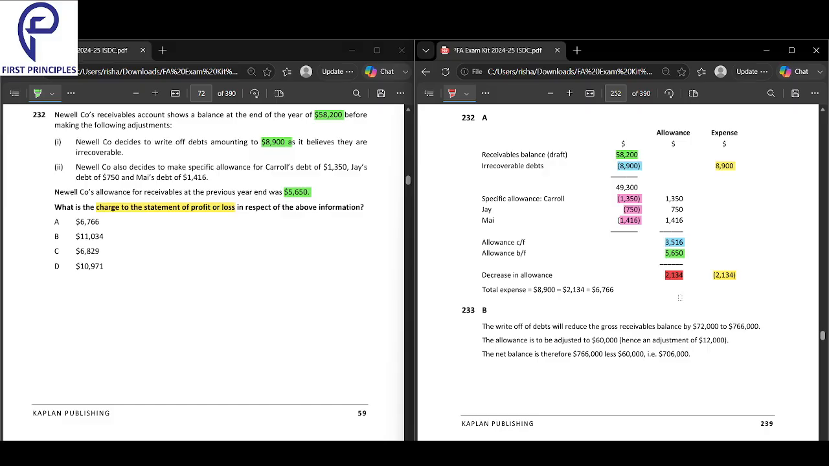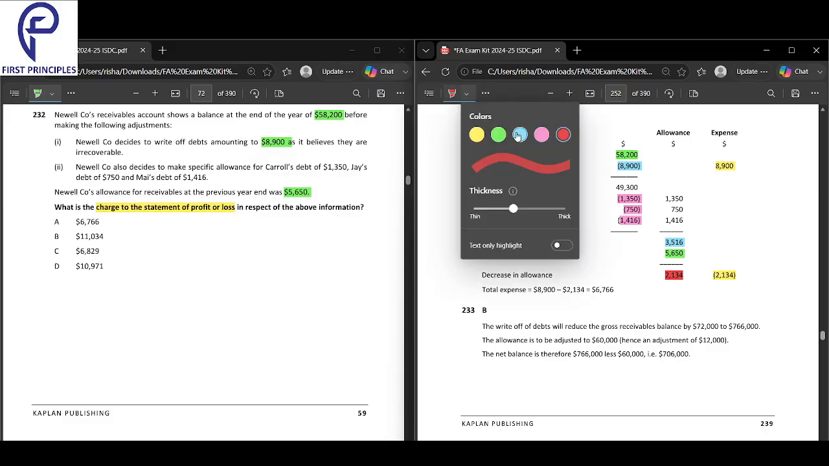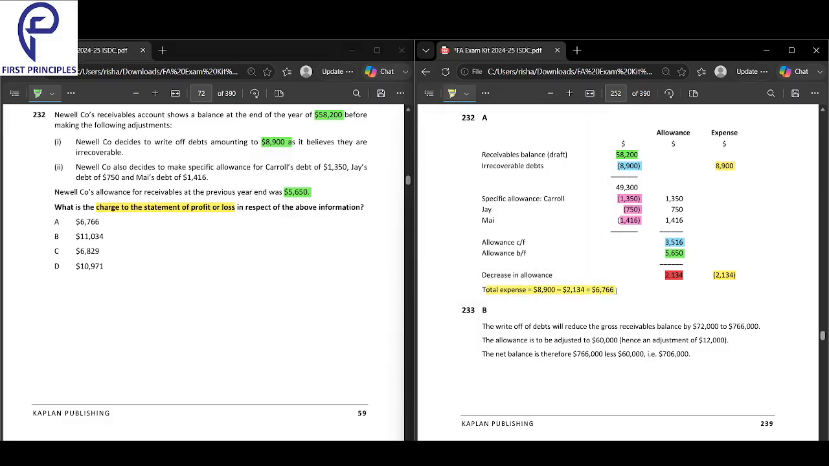So their expense is coming down. So 8900 minus the decrease of their allowance. This is the total expense of allowance that will go to P&L.